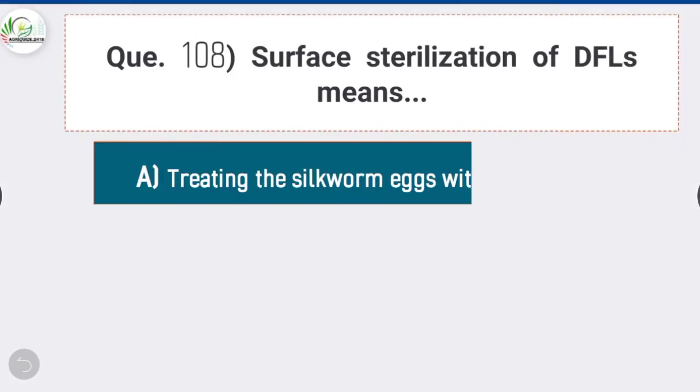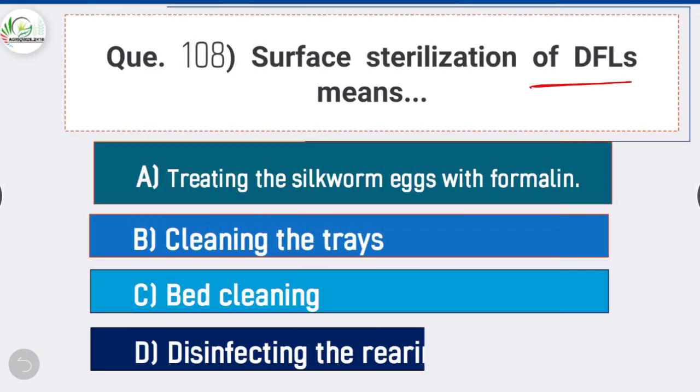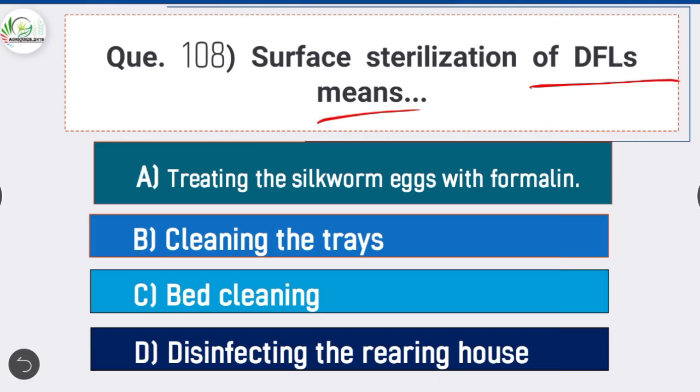Question number 108. Surface sterilization of DFLs means, and the correct answer is option A, treating the silkworm eggs with formalin. Surface sterilization of DFLs means treating the silkworm eggs with formalin.